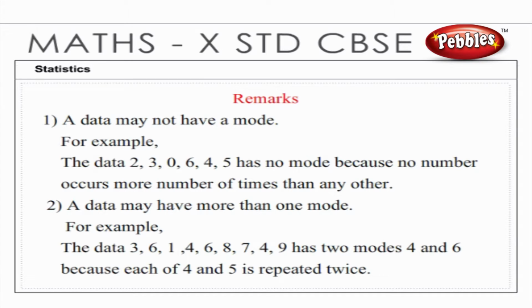A data may have more than one mode. For example, the data 3, 6, 1, 4, 6, 8, 7, 4, 9 has two modes, 4 and 6, because each of 4 and 6 is repeated twice.